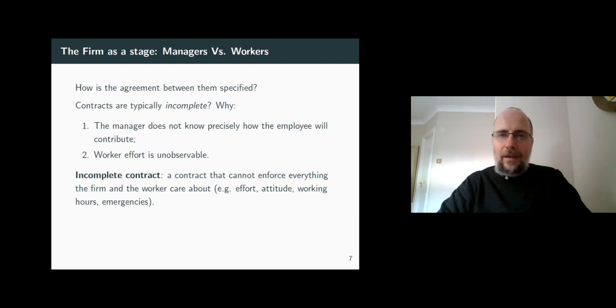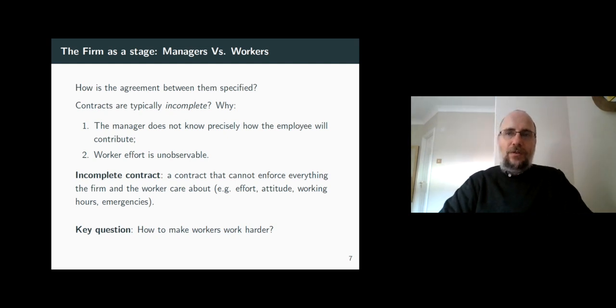But then, if worker effort is unobservable and if contracts are incomplete, we as managers of the firm are facing a crucial question: how to make workers give it out the best they can for the firm, how to make workers work harder. In the next few videos, we'll focus on this key question.